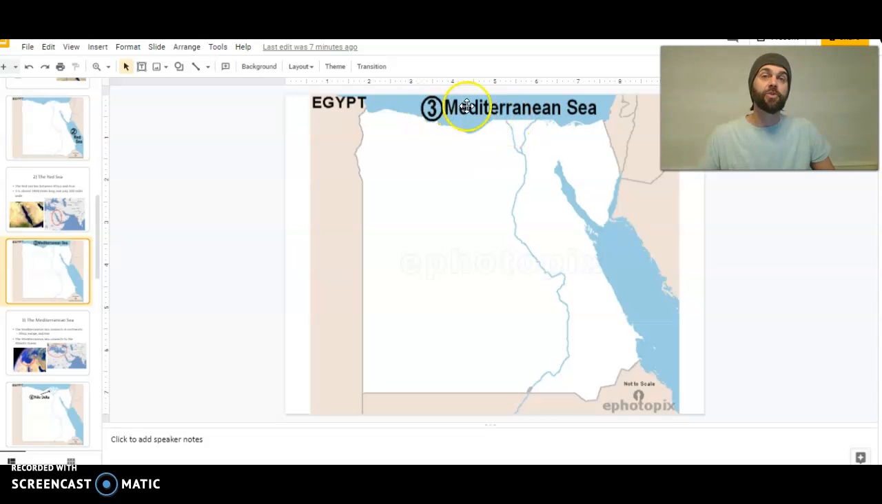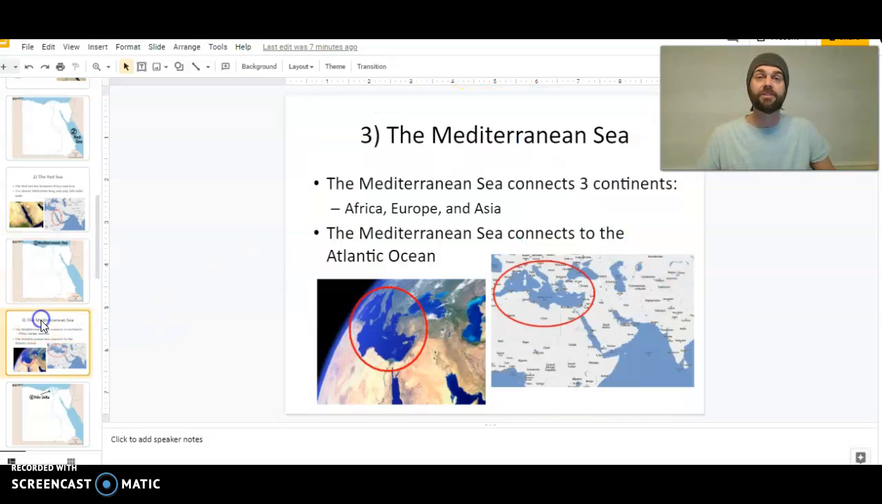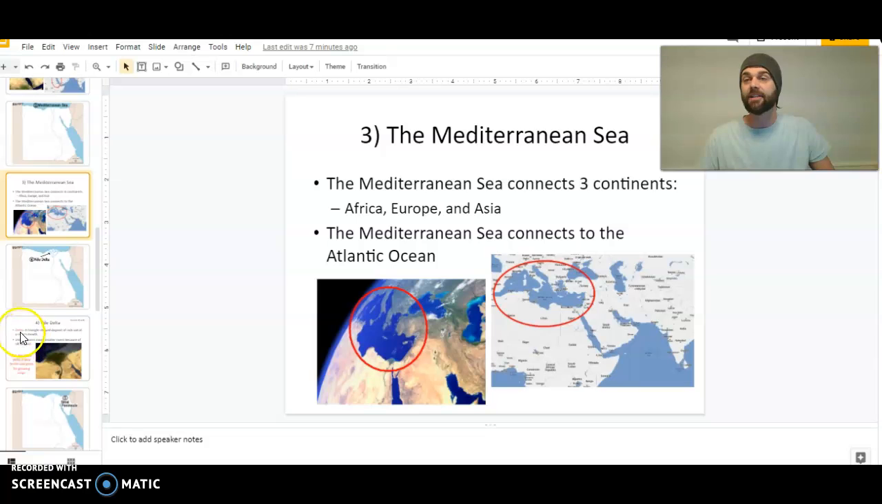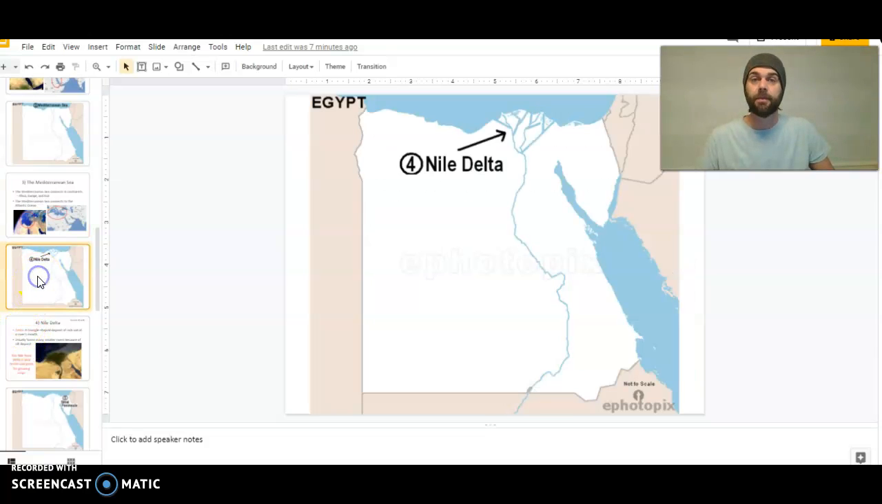The Mediterranean Sea is all the way to the north. The Mediterranean is important because it connects Africa, Europe, and Asia. The Mediterranean Sea also connects to the Atlantic Ocean. Here's a Google Earth image, and here's another map of the Mediterranean connecting Africa, the Middle East, and Asia, and Europe all together. The Mediterranean Sea is very important. Yes, you need to know how to spell it.